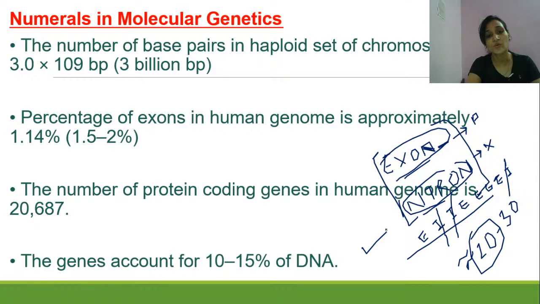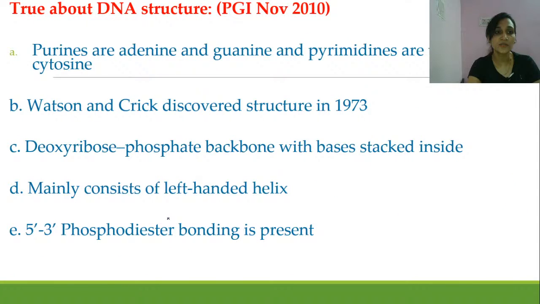Now, what is true about DNA structure? Purines are adenine and guanine. Pyrimidines are uracil and cytosine. So, in pyrimidines, they have written uracil instead of thymine. And in DNA, what is present? Thymine is present.